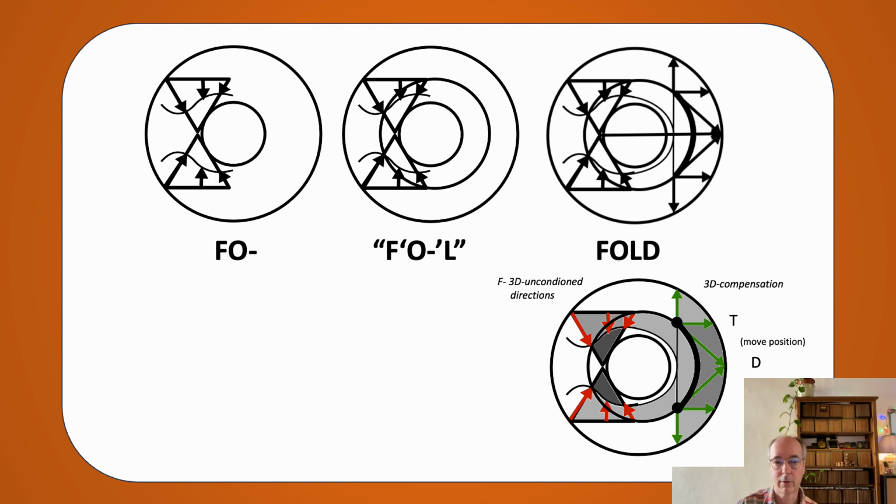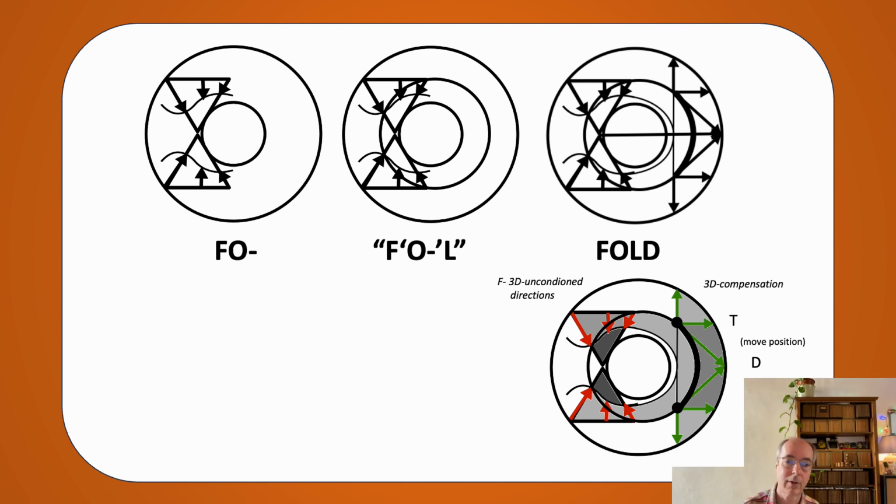We have another one with FO. Let's go to FOLD, the FOLD. So they have the unconditioned directions. So all can go all kinds of directions. It doesn't have a real direction. It tries to find a direction, and with the expression in T, orally, and with the expression in letters with D, you can find a point of reference of distinction. And with a D, it moves position.